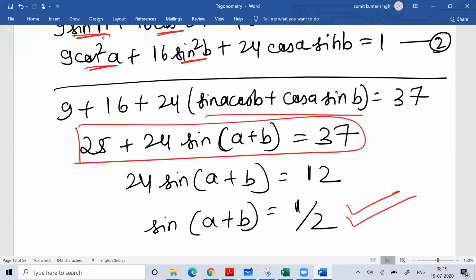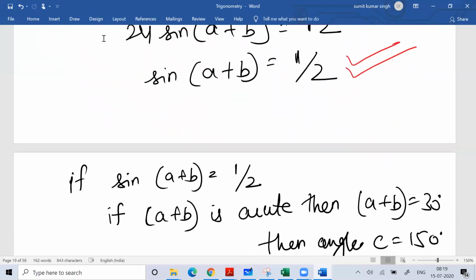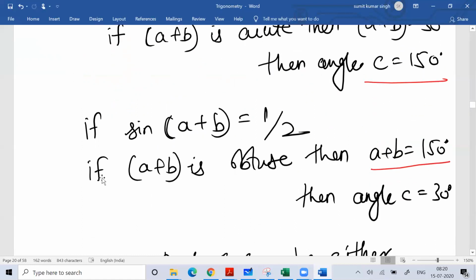With sin(A plus B) equal to 1 by 2, you will get the value of A plus B. If A plus B is an acute angle, then the answer would be 30 degrees. Otherwise, if the sum A plus B is more than 90 degrees, then it would be 150 degrees. If A plus B is 30 degrees, then angle C would be 150 degrees. And if A plus B is 150 degrees, then angle C would be 30 degrees.